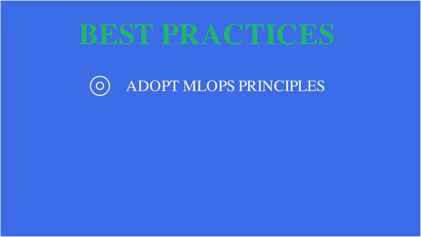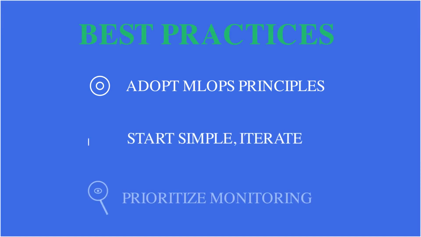Best practices: adopt MLOps principles, automate as much of the ML lifecycle as possible. Start simple, iterate, do not over-engineer initially. Build a basic pipeline and then add complexity. Prioritize monitoring: you cannot fix what you cannot see. Security and compliance: essential for any production system, especially with sensitive data.